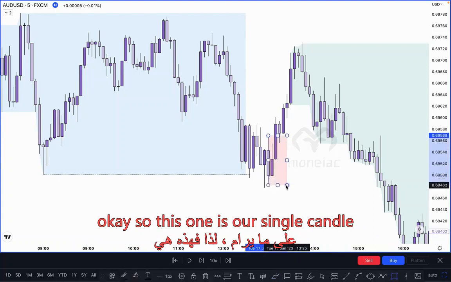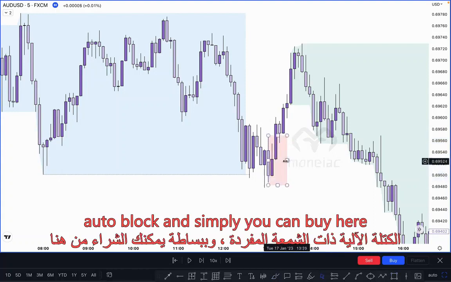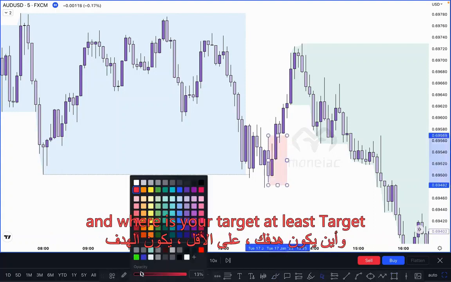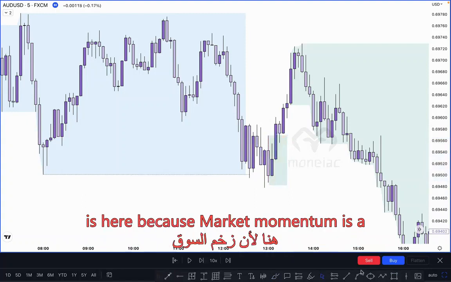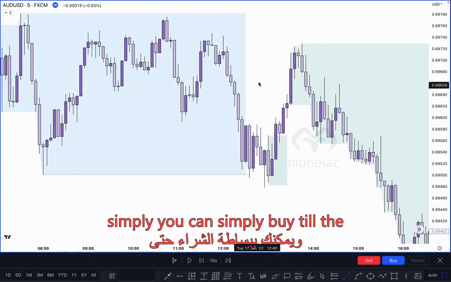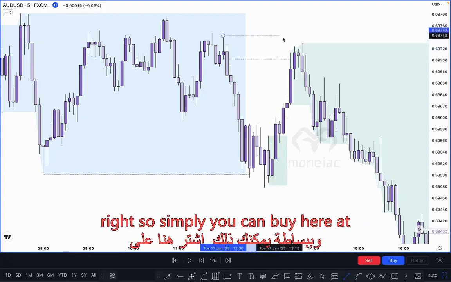Okay, so this one is our single candle order block, and simply you can buy here. And where is your target? At least the target is here, because market momentum has strongly taken out this low, and you can simply buy till the extreme order block, which is here, right? So simply you can buy here, at least the target is here.